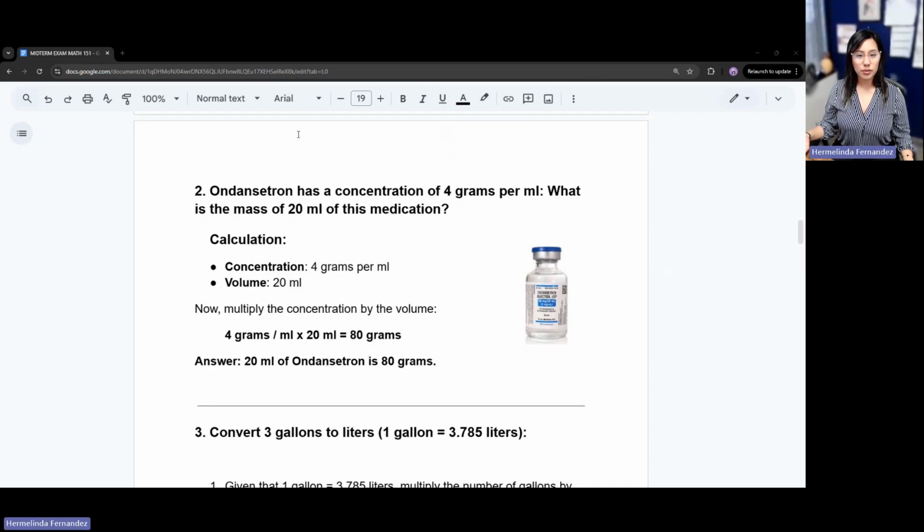Then we have Decitron, which is a nausea medication. It has a concentration of 4 grams per milliliter. What is the mass of 20 milliliters of this medication? Of course, this isn't what you would actually prescribe to a patient, but in math, anything is possible. So we have 4 grams per milliliter times 20 mLs. You multiply 4 times 20 and you get 80 grams.